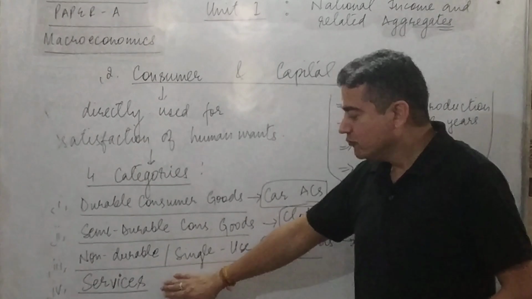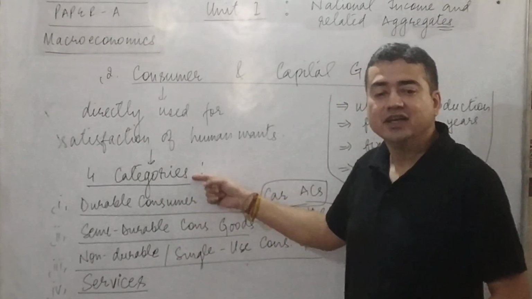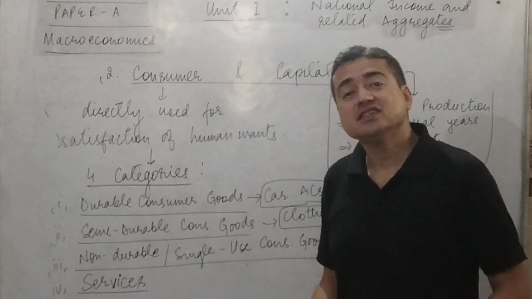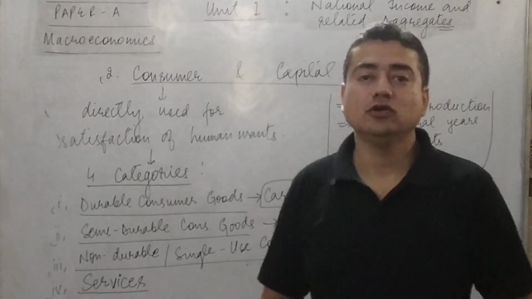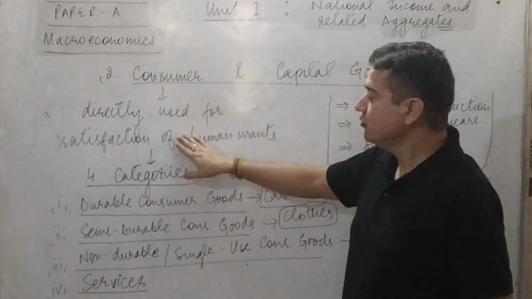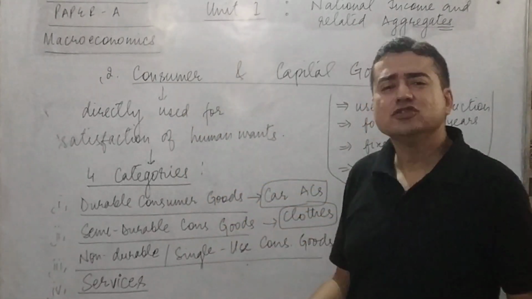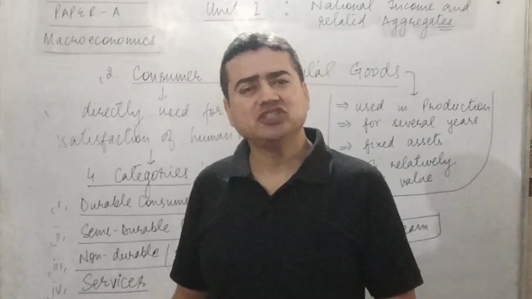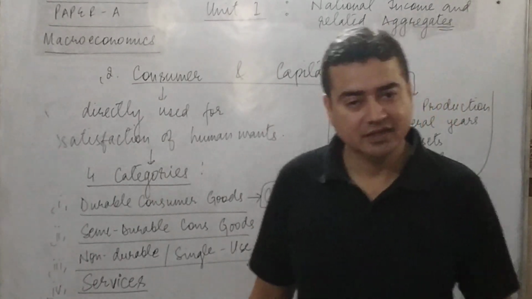And similarly, the fourth category is services. Services are non-material goods, which are again directly used for satisfaction of human wants. Services of a doctor, services of a teacher, lawyer, these are the examples.